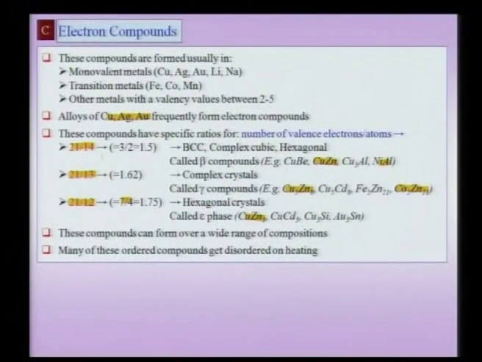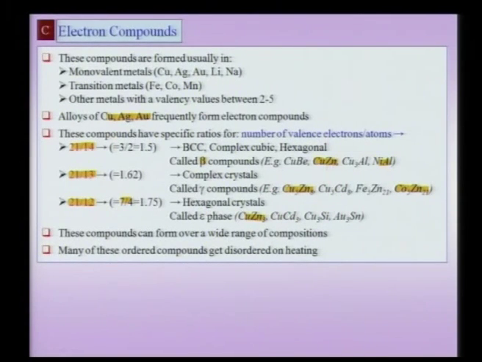Now, why do I divide this into three different types based on these E/A ratios? When I have a 21/14 ratio, which is 3/2, then you typically find that the crystal structure which forms is BCC, complex cubic or hexagonal, and typically these compounds are called beta compounds. Now, how do I calculate the E/A ratio in these cases? Now, let me take the example of copper zinc.